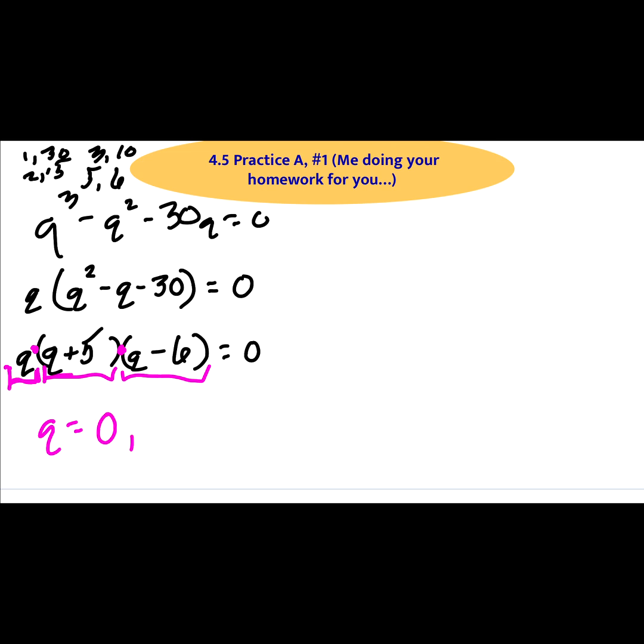What about our second term? What would make this second term equal to 0? Negative 5. And what about the third? 6. So when it says solve the equation, our three solutions would be 0, negative 5, and 6. That makes sense?